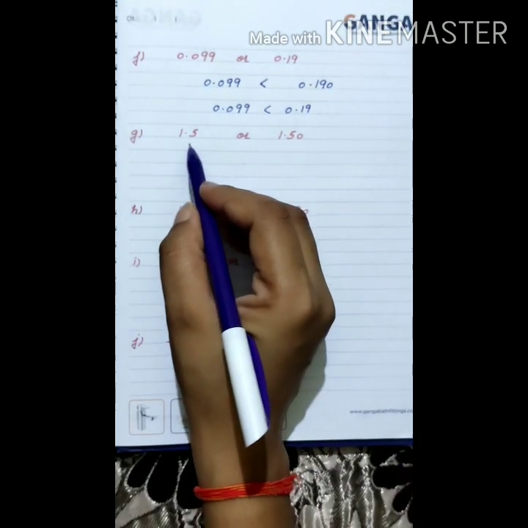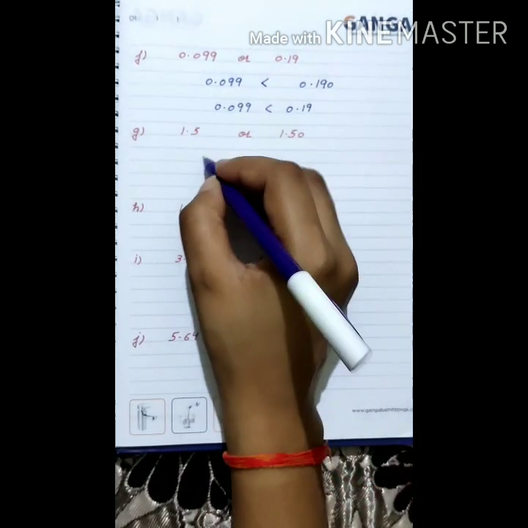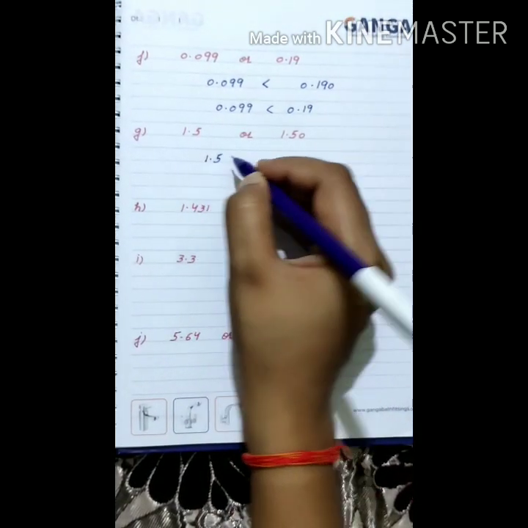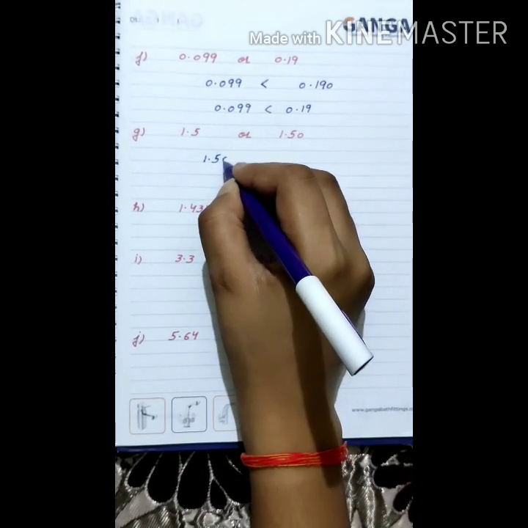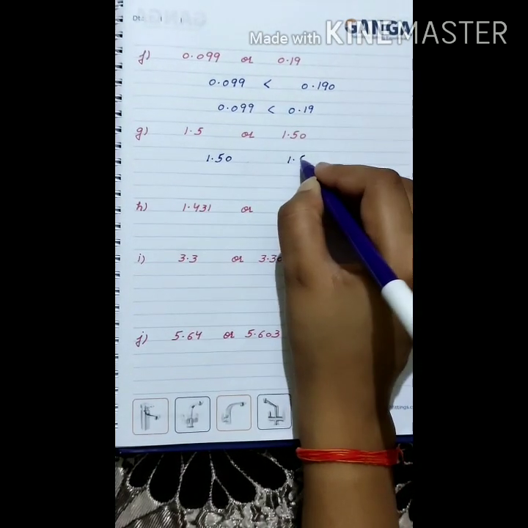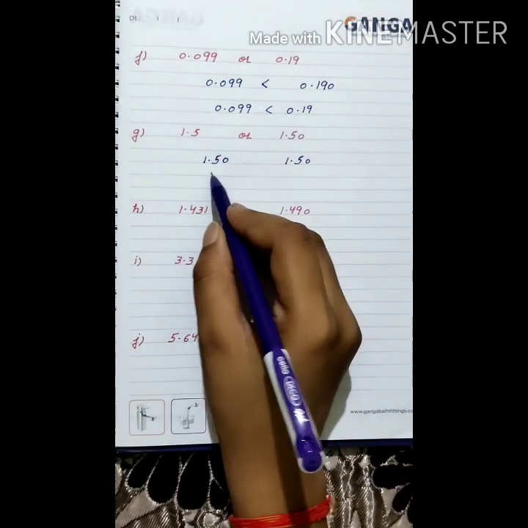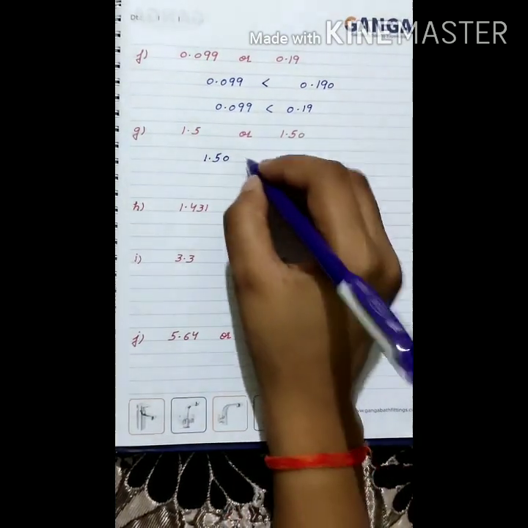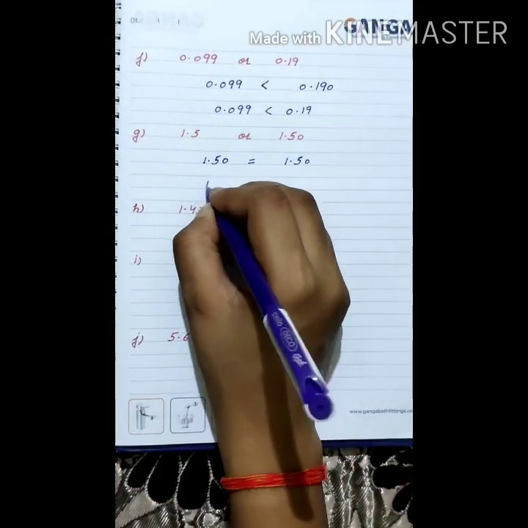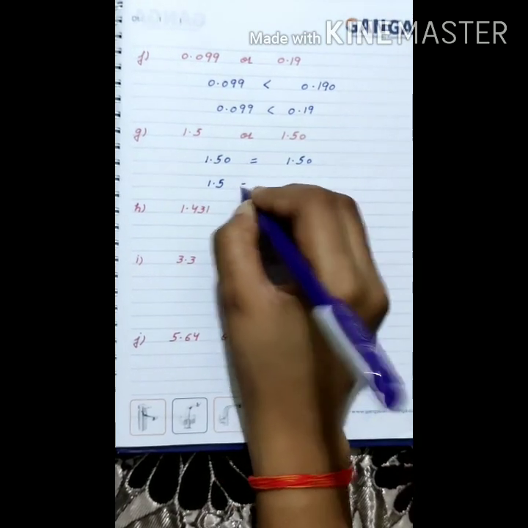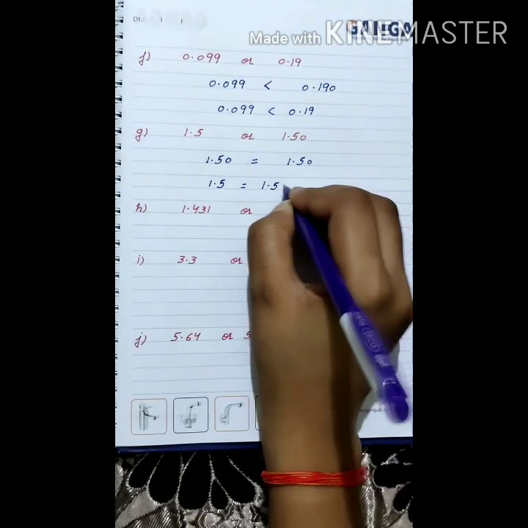G part, 1.5 or 1.50. Firstly, we will convert it into like decimals by adding 0. Now we will compare. Here both numbers have the same digits. That means they are equal. So we can say that 1.5 is equal to 1.50.